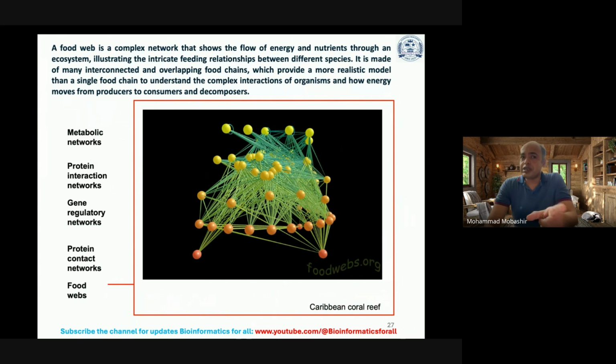Now it comes to the food web. Similarly, the food web is a complex network that shows the flow of energy and nutrients through an ecosystem, illustrating the intricate feeding relationships between different species.